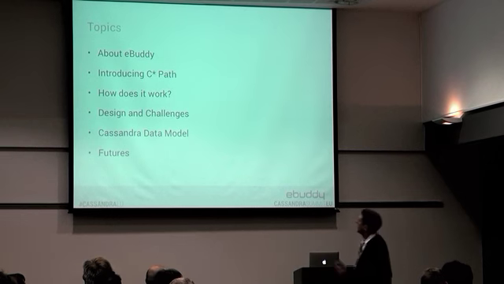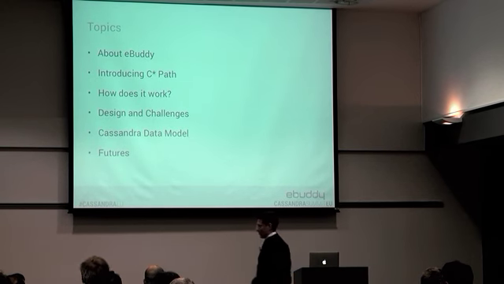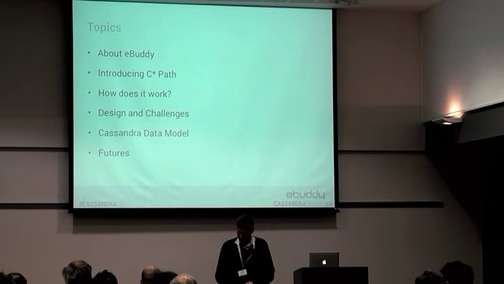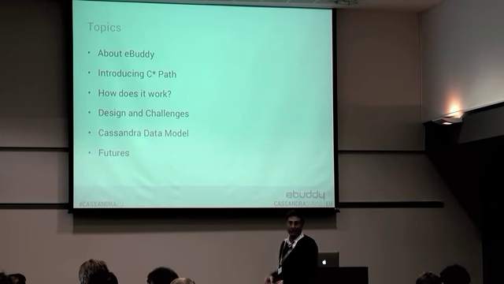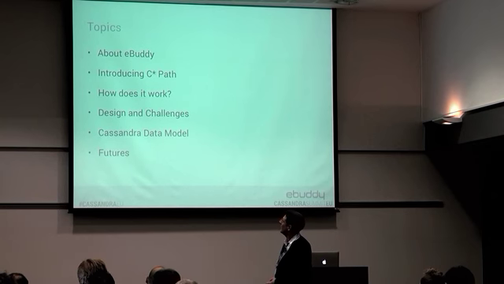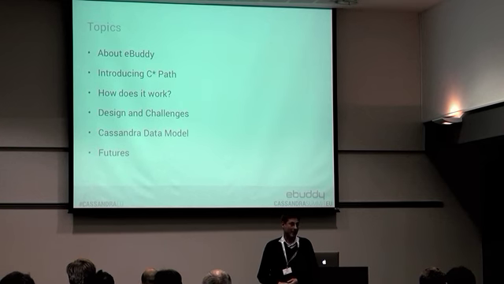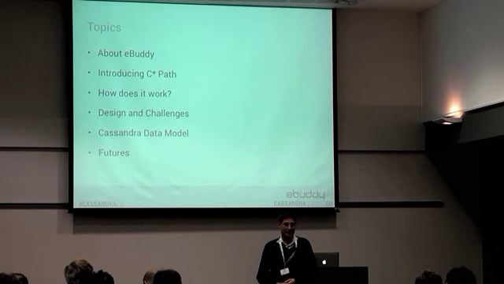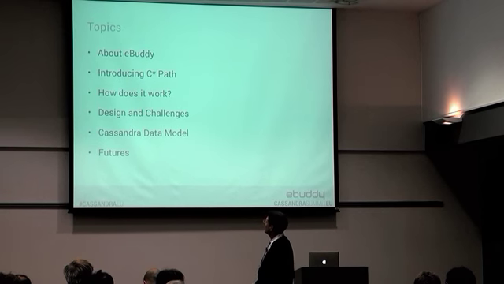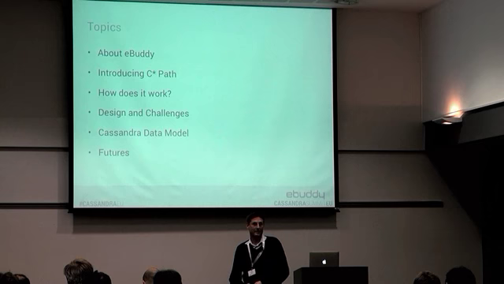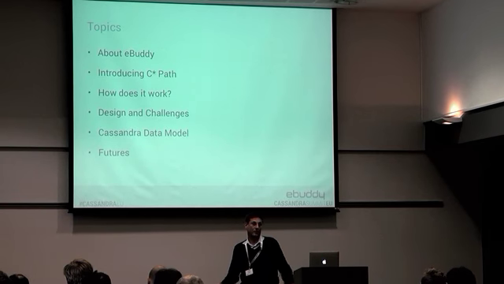I'll mention briefly who eBuddy is and what we do, and then I'll introduce the library, which I call Seastar Path, and go into the details of how does it work, how is it designed, and what were some of the challenges in implementing it, and go into the details of how the data is modeled in Cassandra using this library, and then finally some plans for the future of what I'd like to do, or what we would like to do, with the library.